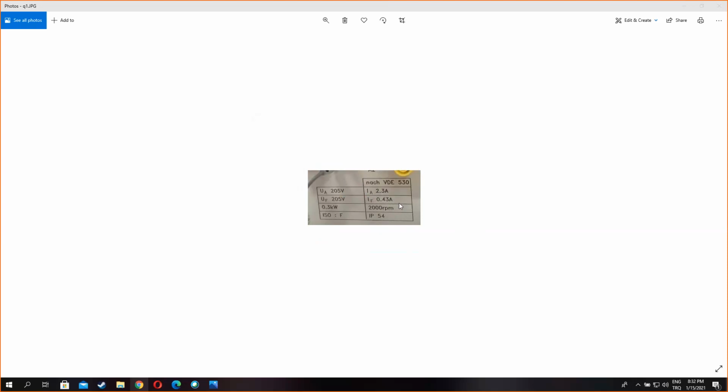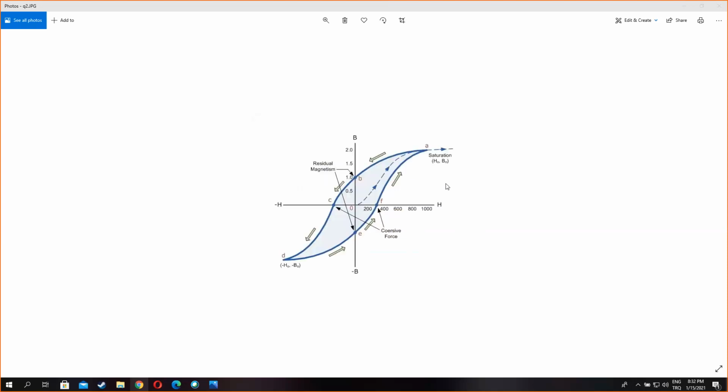Let me move to the next question. The second question of experiment 4 is: when the field current is 0, the induced voltage is not 0. Do you expect this or not?